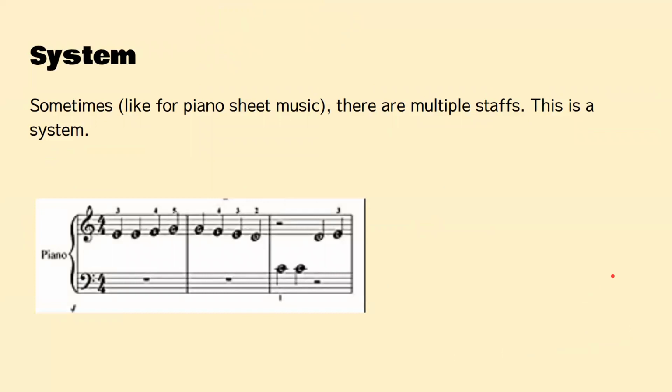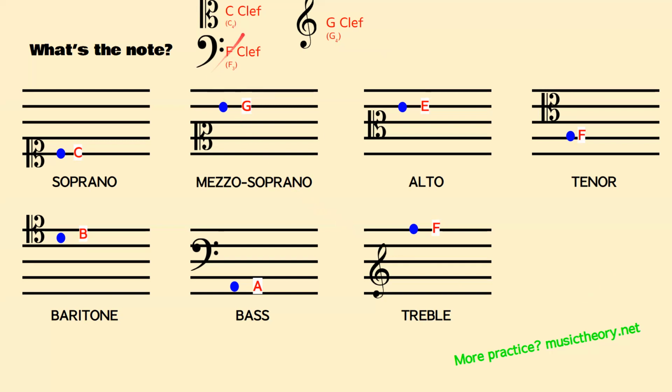All right, system. Sometimes, like for piano sheet music, there are multiple staffs that are connected. This is a system. The left hand plays this part with the bass clef, and the right hand plays this part with the treble clef. And they are connected by middle C, which is C4.